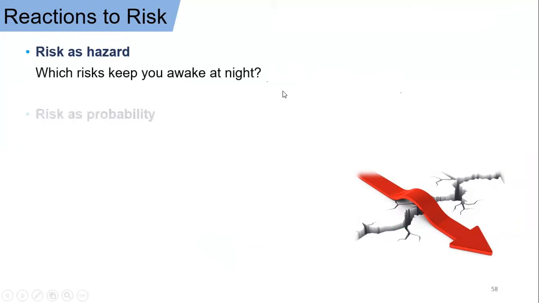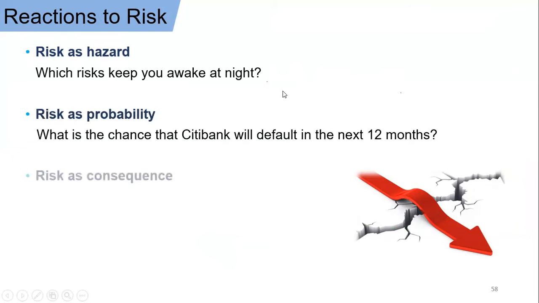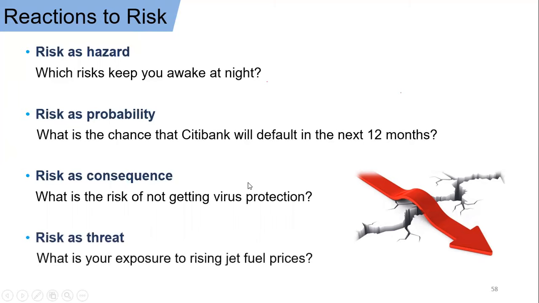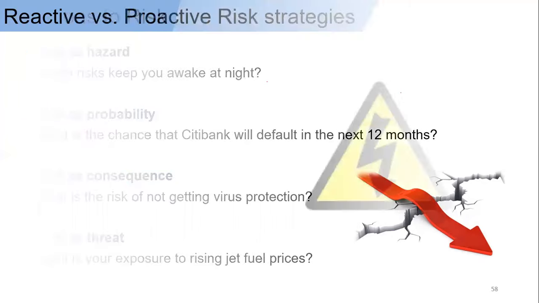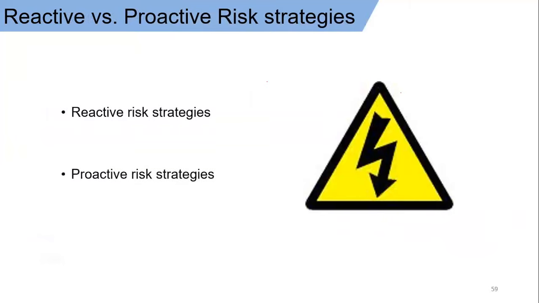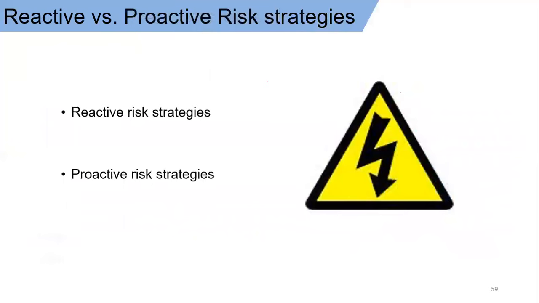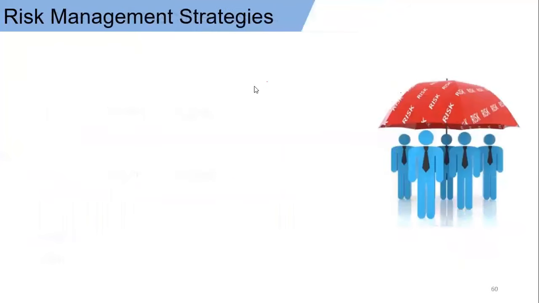And people react to risk in different ways. So, if you look at these risks, the Citibank will sort of default in the next 6 months, for example, right? And they already did once, but what happens if I don't buy an antivirus, right? And what happens if the fuel prices go up, right? So you can react or you can be proactive about it, right? There are two things that you could do at a very broad level.